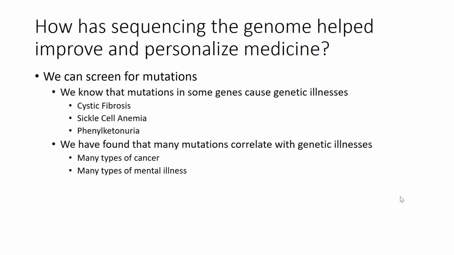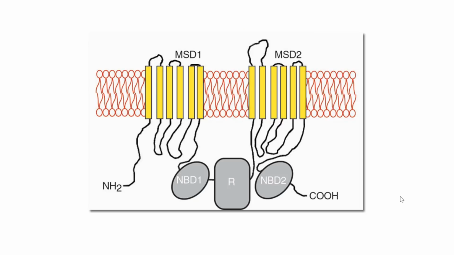Many types of mental illnesses, we've talked about this throughout our semester, where you have copy number variants or translocations or inversions or even frame shift mutations that fall out of those categories that correlate with particular mental illnesses.